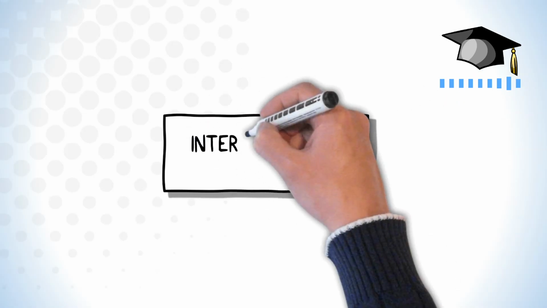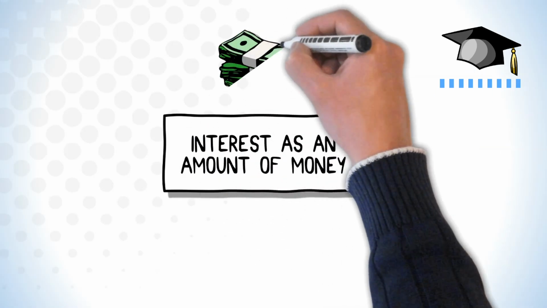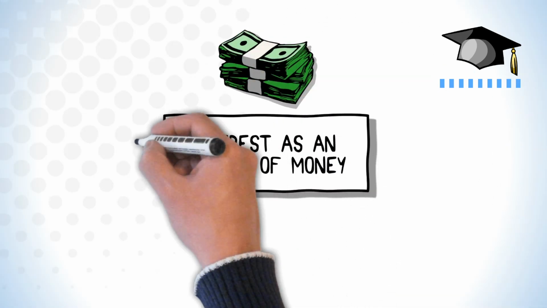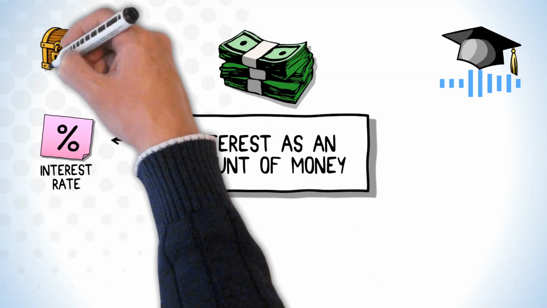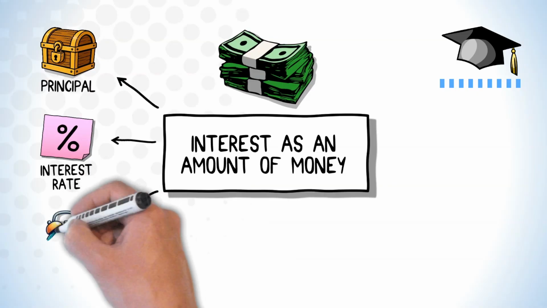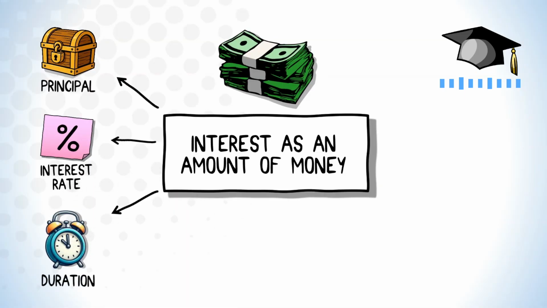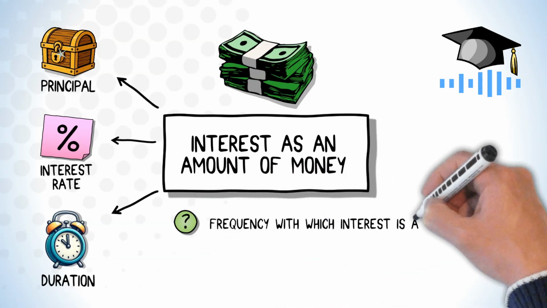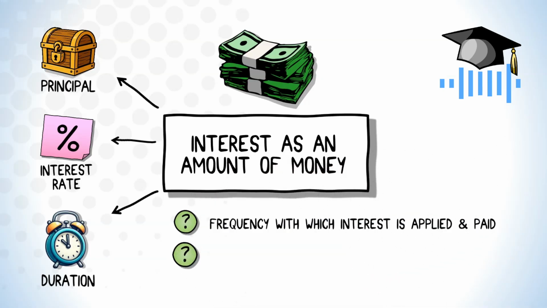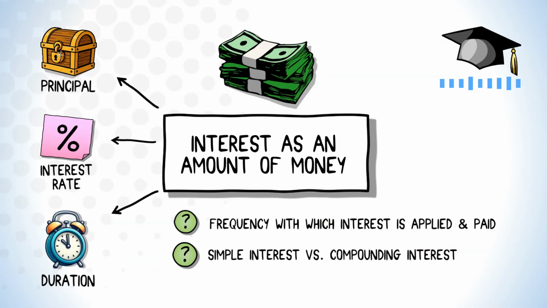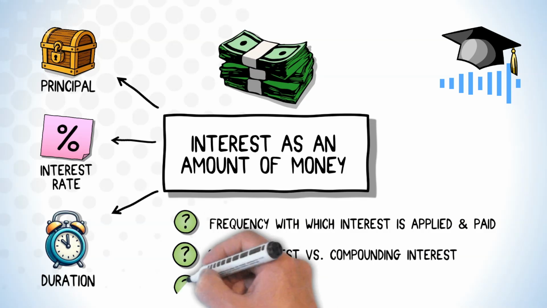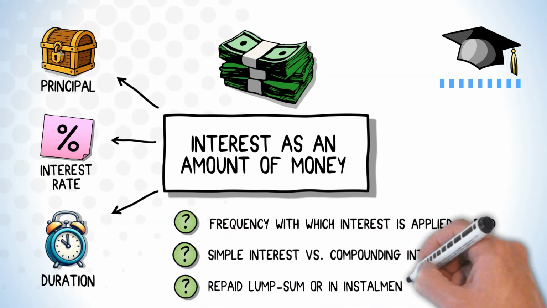To be able to calculate interest as an amount of money, we need to know a few things besides the interest rate, which is normally expressed on an annual basis. We also need to know the principal and the duration, but it doesn't stop there. We additionally need to know the frequency with which the interest is applied and paid, whether there is simple interest or compounding interest, and the kind of loan or investment we're looking at. For example, whether it is repaid lump sum or in installments.